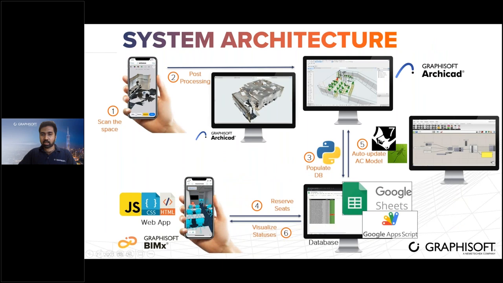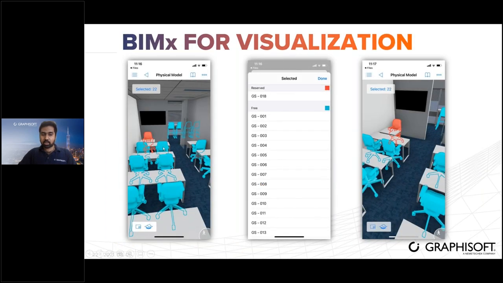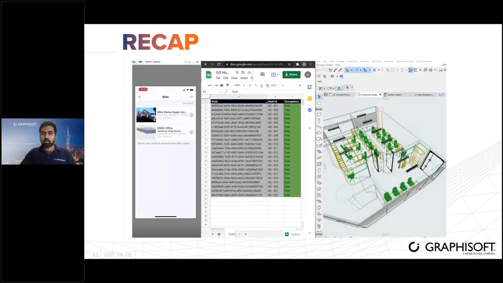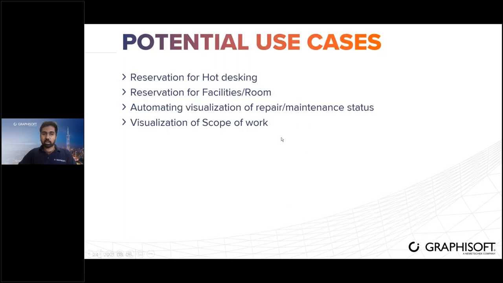And finally, once the ArchiCAD model is updated using the graphic overrides, we'll be able to visually see the statuses of the occupancy of the seats. And then we can also visualize the status inside BIMx. So let me show that. So yeah, visually we can check whether the seat is reserved or whether it is empty. And in this list format also, we can see the seat IDs that are reserved and that are free.